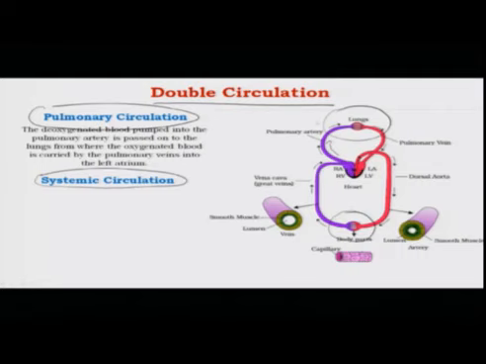The color of that is represented here. Deoxygenated blood is always shown as purple in color and oxygenated blood is shown as red in color.